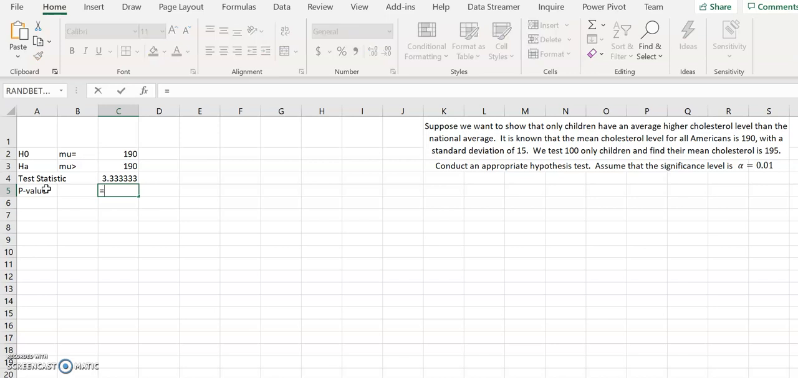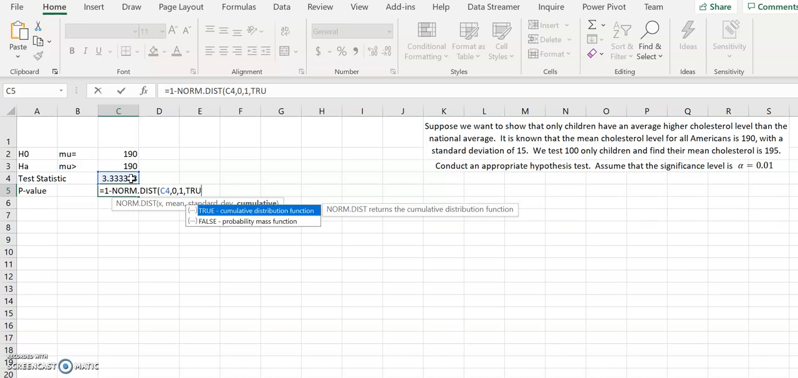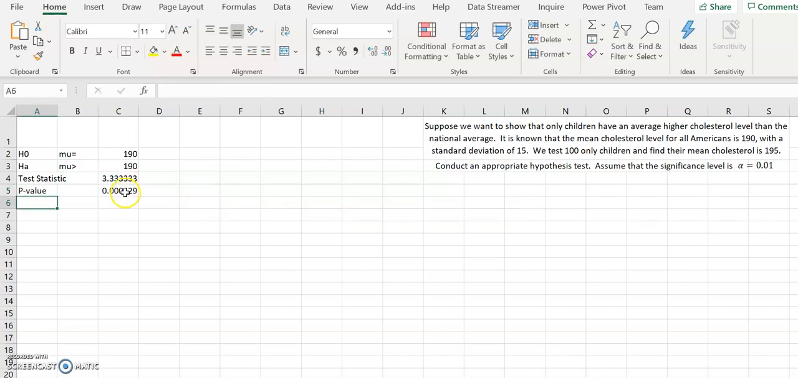So we're going to use our complement rule, 1 minus norm.dist. The x value is the test statistic. The mean and the standard deviation, this is a z-score, so the mean is 0 and the standard deviation is 1, and it is cumulative. And so this is our p-value.